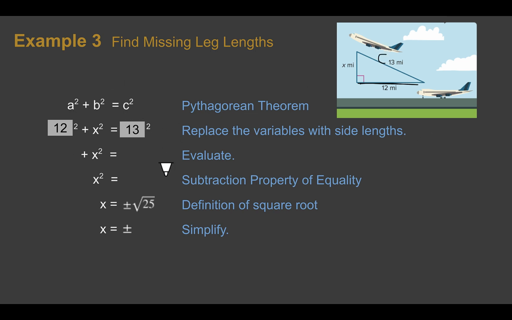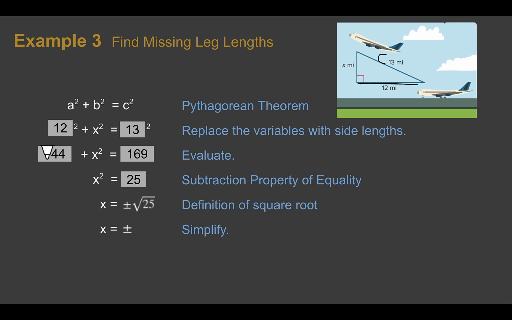When I multiply them out, 12 times 12 is 144. 13 times 13 is 169. Now, in the previous examples, we added those two numbers together to get the area on the side of the hypotenuse. To find the area on the side of a leg, we're going to subtract. So if I subtract 144 from both sides, I end up with 25. So to find a leg, you're going to subtract.